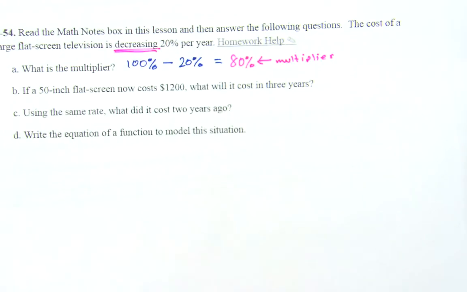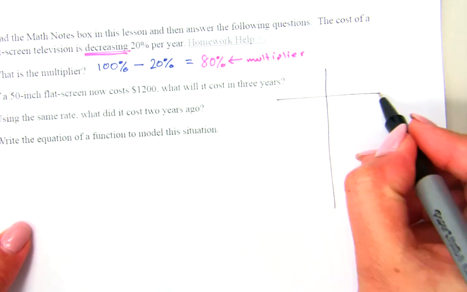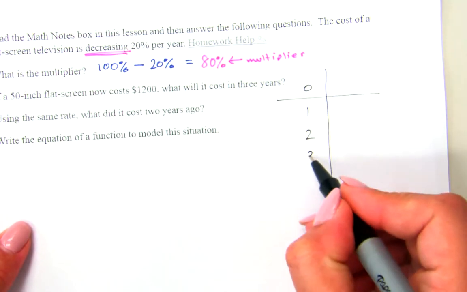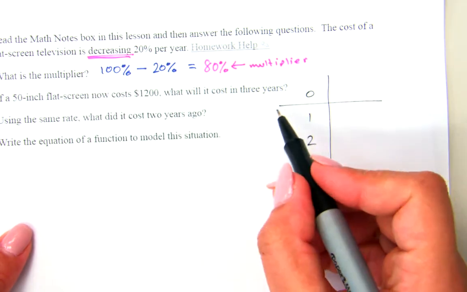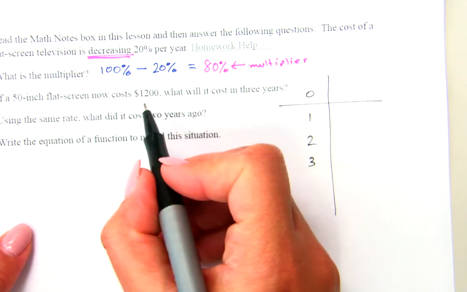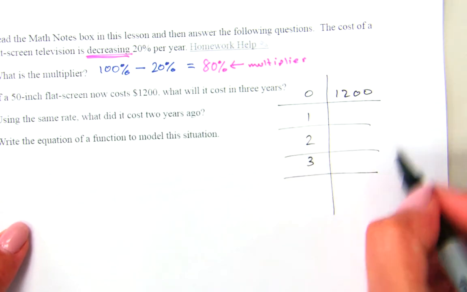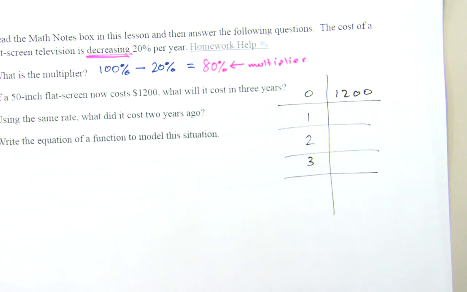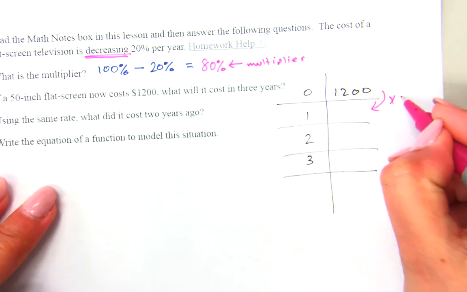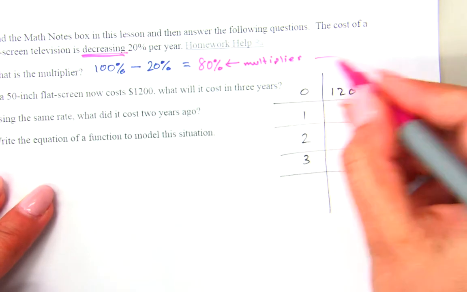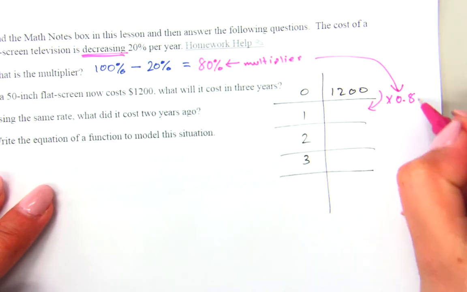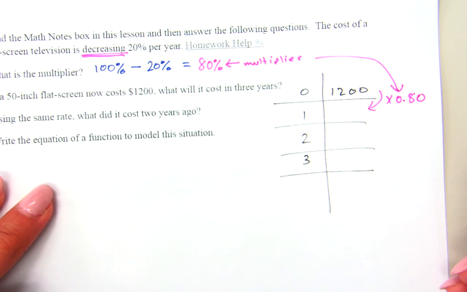So in a table, this would look like the following. You have a starting value, 1, 2, 3, okay? It said, what will it cost in 3 years? So right now, if the flat screen costs $1,200, then in order to get to the next number, since this is not a linear function, this is actually going to be something different than a linear function, we are going to multiply by 0.8. That is 80%, right? 0.8. If you want to put a 0, we can put a 0 there if you want to. 0.08.